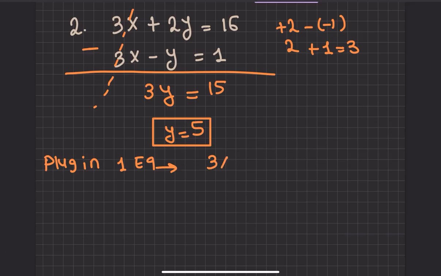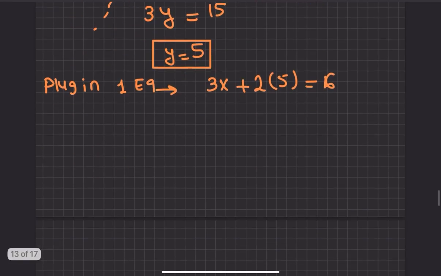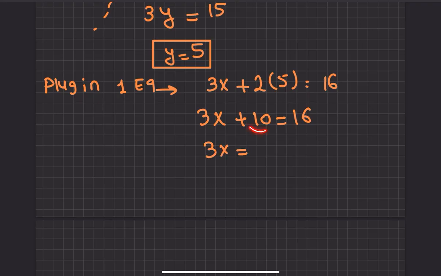So it's going to be 3x plus 2. Instead of y, I'm going to write down 5, equals 16. So it's going to be 3x plus 10 equals 16. Let me just write it better. Okay. Keep the 3x here. Move the 10 to the right side. So it becomes 16 minus 10. So it's going to be 6. And then both sides are going to be divided by 3 because I'm just looking for x. So it's going to be x equals 2.